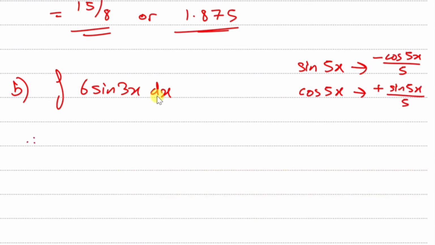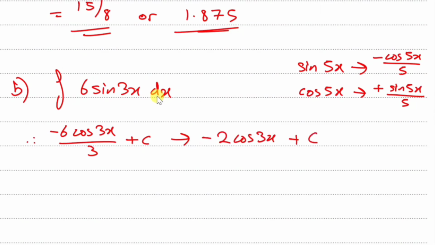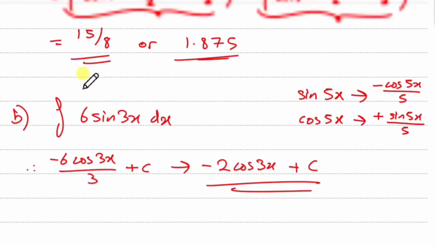When you've got a 6, you can just ignore that. So just keep the 6, integrate that one, so it'll be minus 6 cos 3x over 3, and then write plus c. And then tidying this up, guys, you should get, well, 6 over 3 is 2, so minus 2 cos 3x. And then don't forget the plus c. Also, so that part's done.